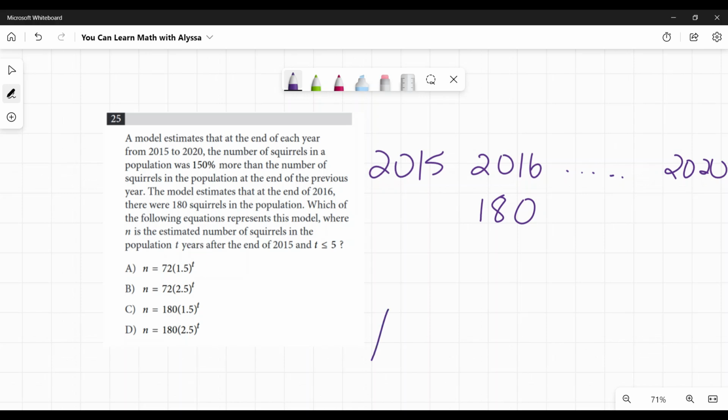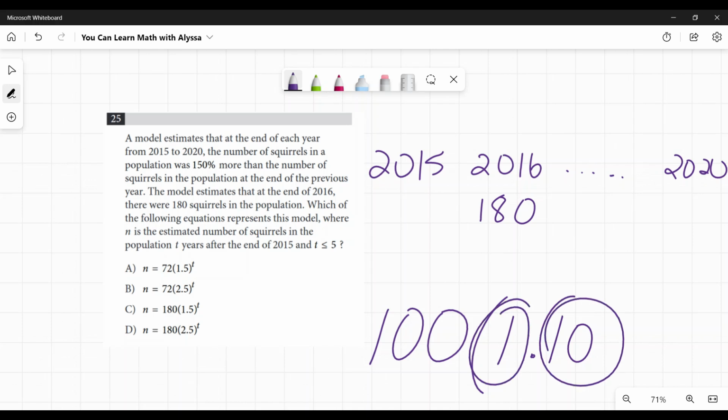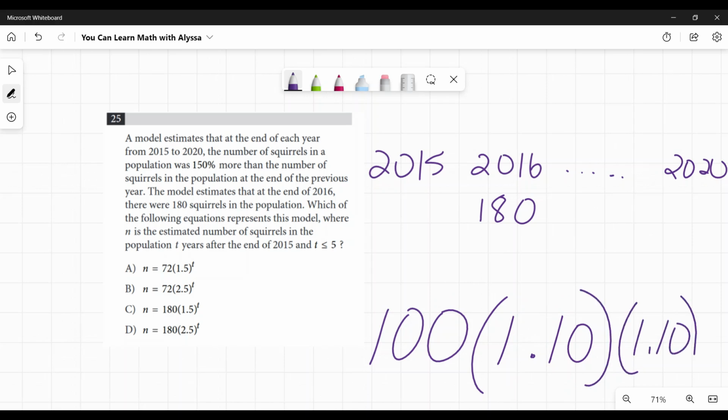For example, if I said I started with 100 squirrels and then it was a 10% increase, so I would multiply by 1.10 or 1.1. Use that either way. 1.1 or 1.10 means the same thing. So it's a 10% increase because you have the base of 100 and then you're adding 10% more. And then the next year you'd multiply by 1.10 more. And the next year you'd multiply by 1.1 more.